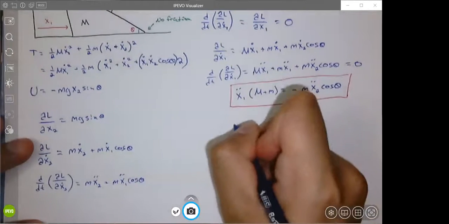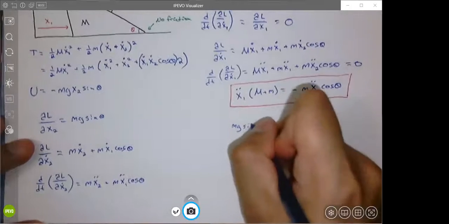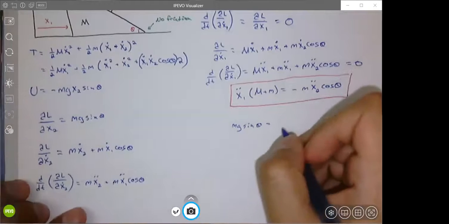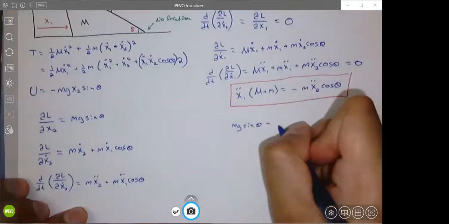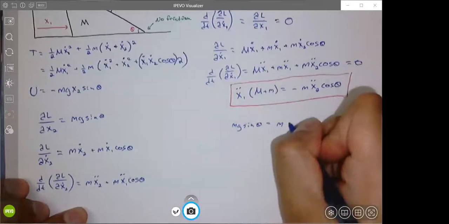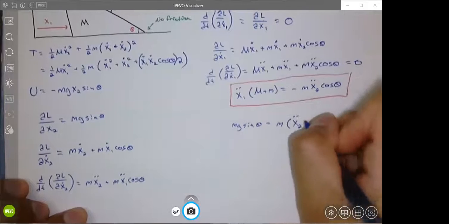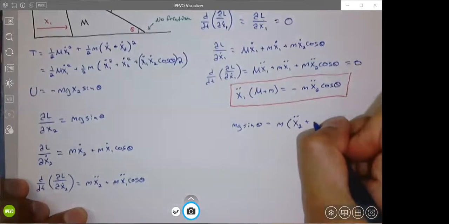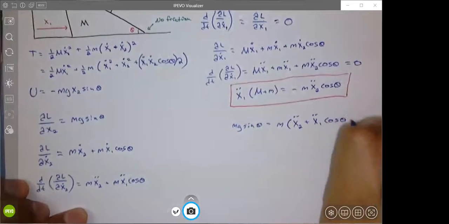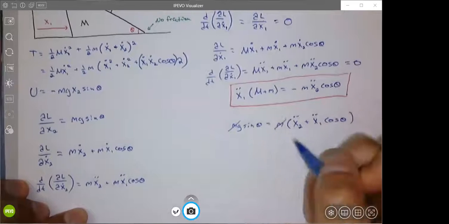We get mg sine theta is equal to, on the other side, we have m times parentheses x2 double dot plus x1 double dot cosine of theta. And we can see that the m's will cancel out.